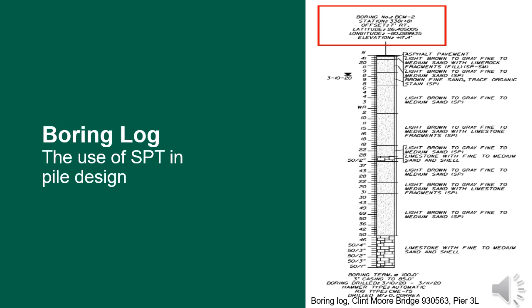SPT testing is a very simple process of hitting a rod into the ground with a hammer of a known weight. It's pretty basic, but the end result is that we're able to get a relative strength of the soil and determine what soil layers are dense, which ones are loose, and which ones are compact, depending upon if it's a sand or a clay.